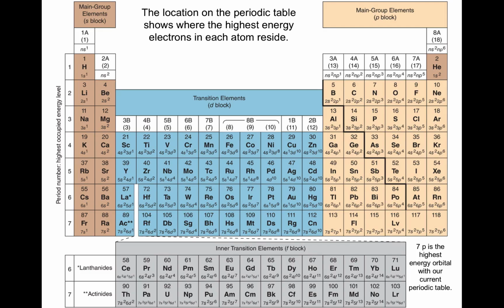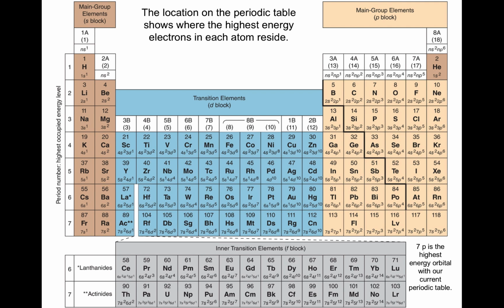All right, memorizing that order. I promised you that it was a lot easier to remember than just straight up memorization, and I'm going to show you how you can use the periodic table to remember the order that you fill the electrons in, or what energy levels get filled first.